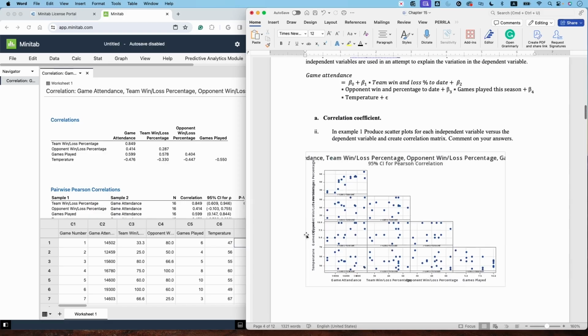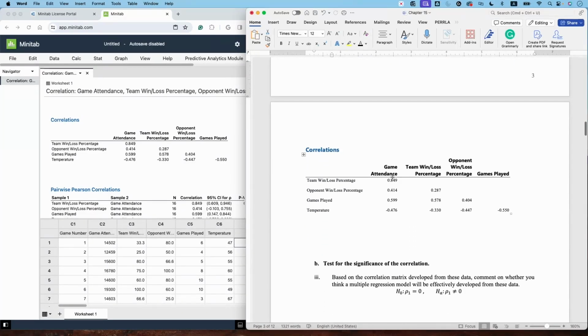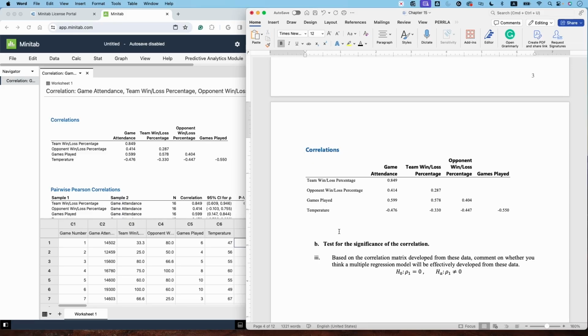So the comments on the answers, as I said, exactly, you have to write something about the relationship between the game attendance and the team win-loss percentage. It seems that we have a strong relationship between these two variables only. Other relationships are okay, and we have a negative relationship between the temperature and all of the other variables, including the dependent variable. Okay, remember, the game attendance is my dependent variable, and others are my independent variables. Test for the significance of the correlation, as we said, because this is based on the sample.